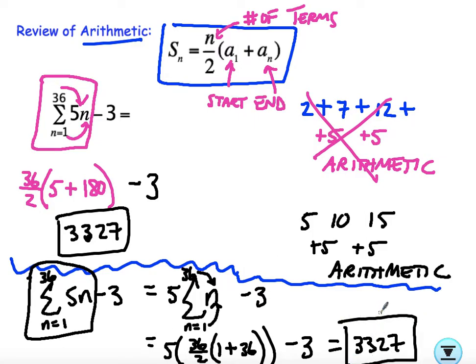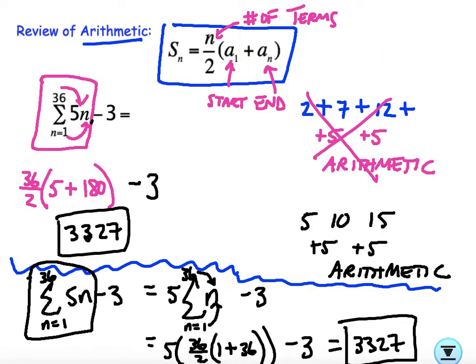Okay. Or the long way would just be to plug in a 1, then plug in a 2, then plug in a 3, all the way up to 36. Do all of that, and when you get done with that, subtract the 3. It's just kind of a matter of what you think is fastest or easiest.